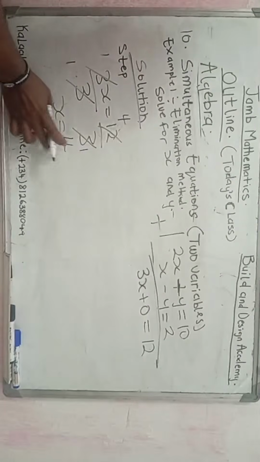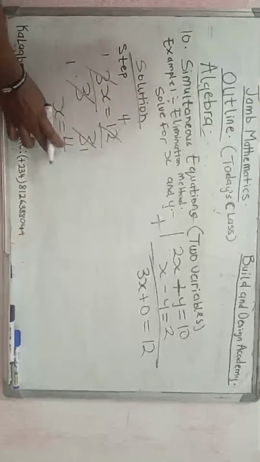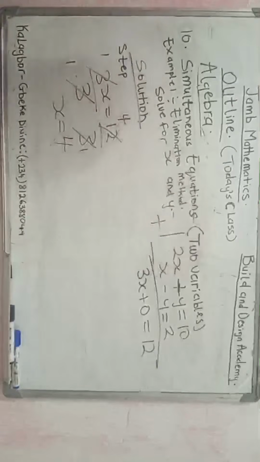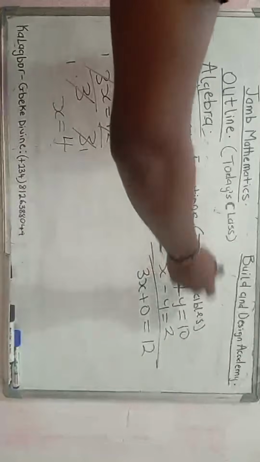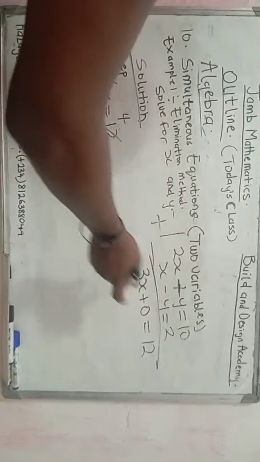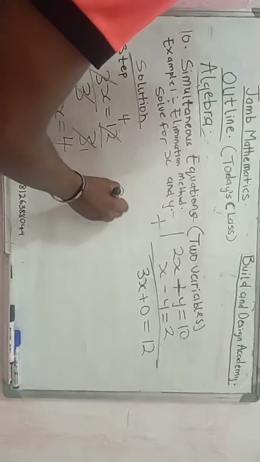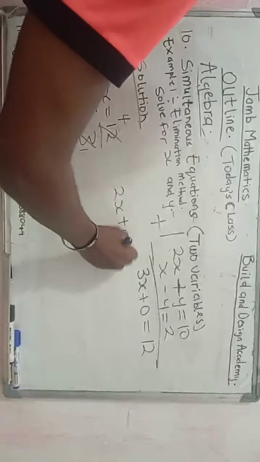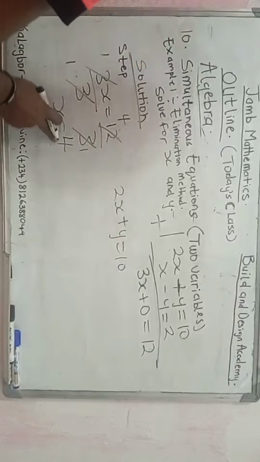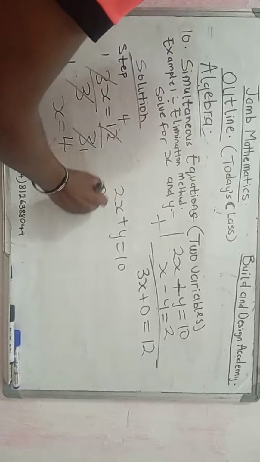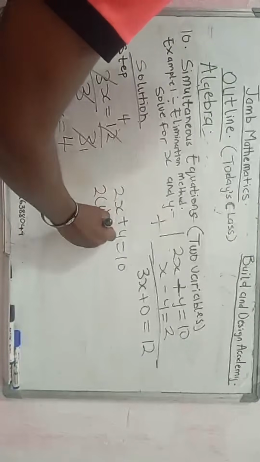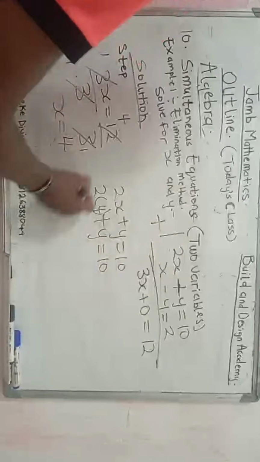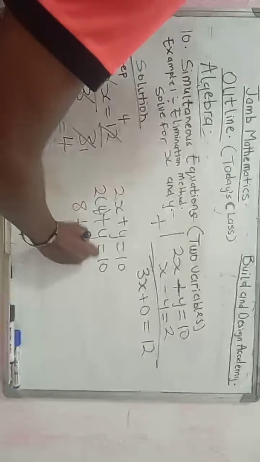Take this value of x, the second step, take the value of x and put it in. Now let's put it into equation 1 or equation 2, depending on your choice. If we put it into equation 1, we have 2x plus y equals 10. Our value for x is 4, right? So now we put 2 into 4 plus y is equal to 10. 2 times 4 is 8, plus y equals 10.